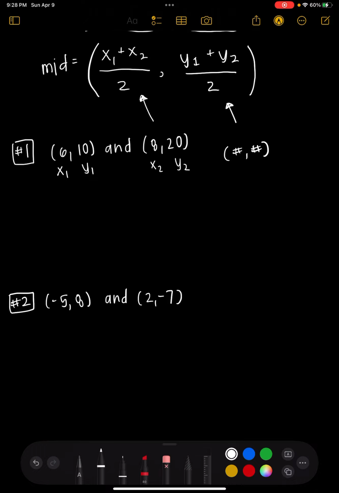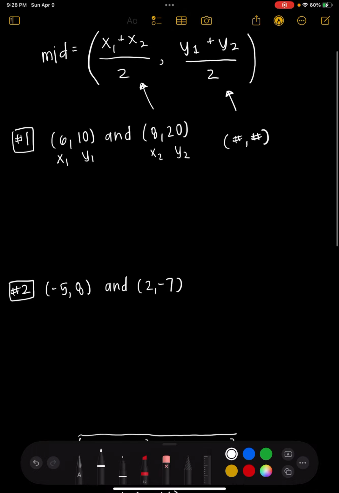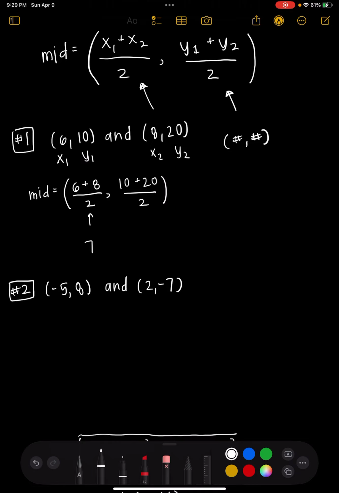Now that we know what x1, y1, x2, y2 are, we plug them into the formula. So I'm going to have midpoint is equal to x1 plus x2, which would be 6 plus 8, because those are our x's, divided by 2, then comma, and then y1 plus y2 divided by 2, which would give us 10 plus 20 divided by 2. Like I said, we're going to simplify them separately. I'll start with 6 plus 8 divided by 2. So 6 plus 8 is 14, and 14 divided by 2 gives me 7.